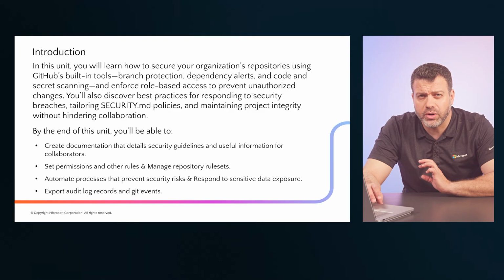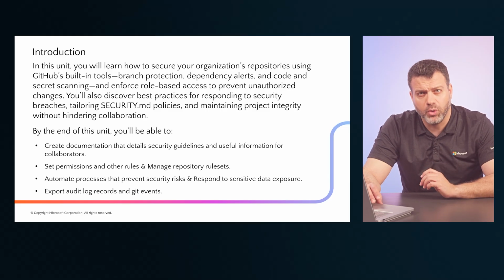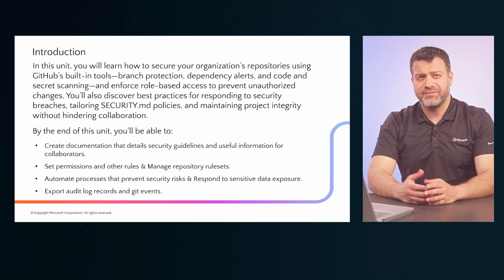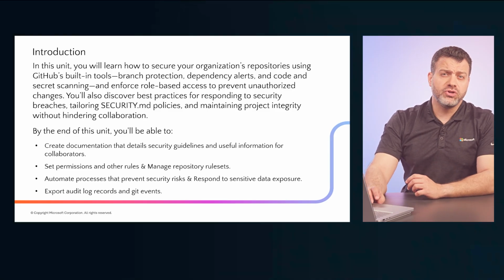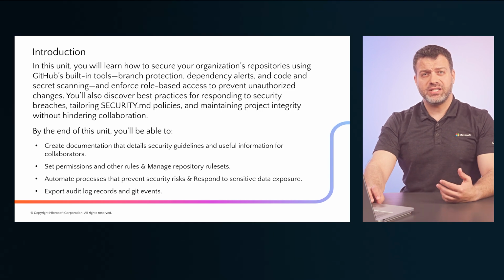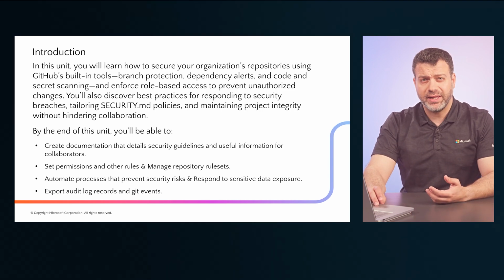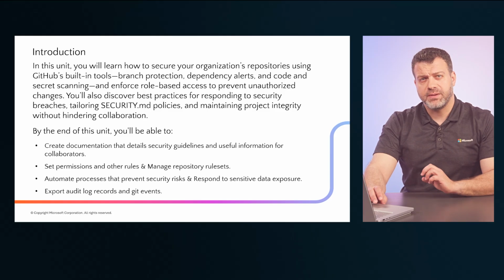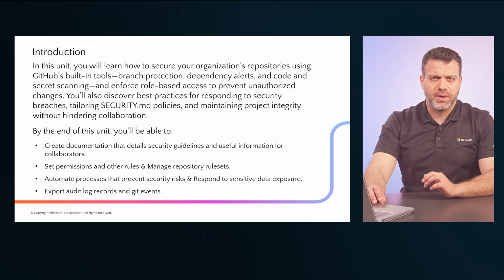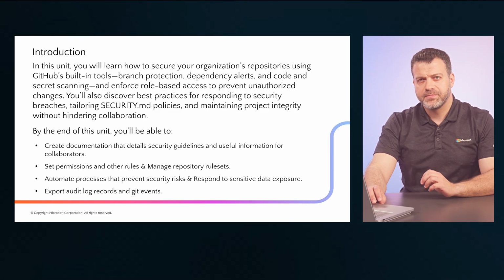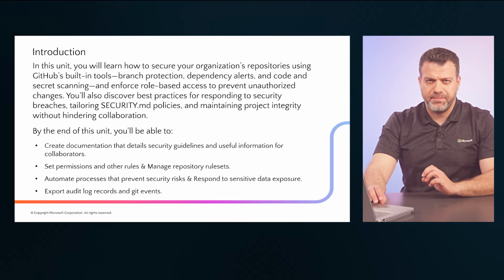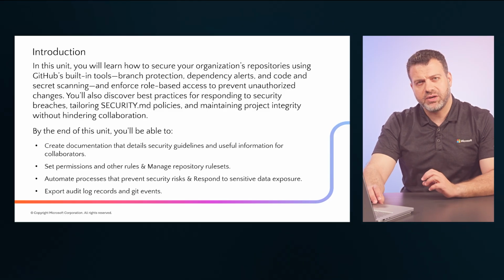Security is a cornerstone of any successful software project, and GitHub is built with features that give you the tools to protect both your code and your secrets. In a collaborative organization, it's not enough to write secure code. You also need guardrails that enforce the right access control, scan for vulnerabilities, and respond swiftly if something goes wrong. As an administrator, you can eliminate these risks by leveraging GitHub's security toolkit. Everything from branch protection and dependency alerts to code and secret scanning.